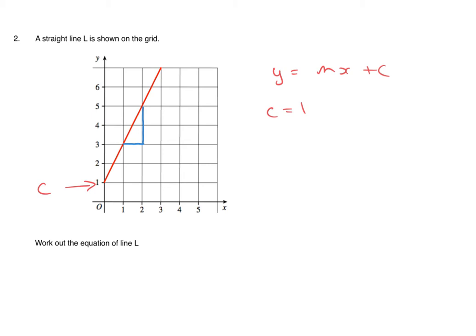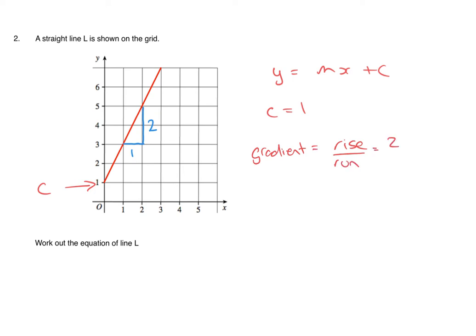So the height of the triangle here is 2. It goes from 3 up to 5. So that is a distance of 2. And the base of my triangle is a length 1 because it goes from 1 to 2. So that's a difference of 1. So the gradient is then found by doing the rise over the run, also known as the change in y over change in x.